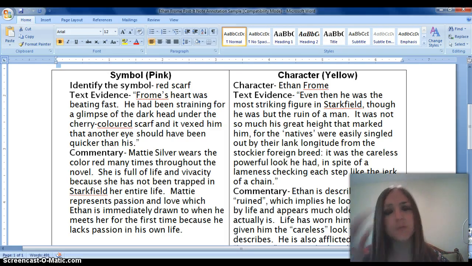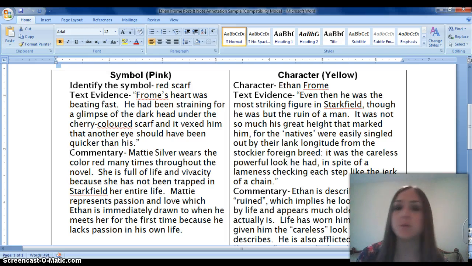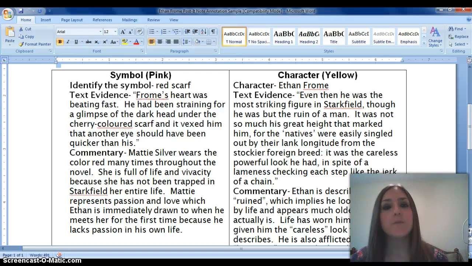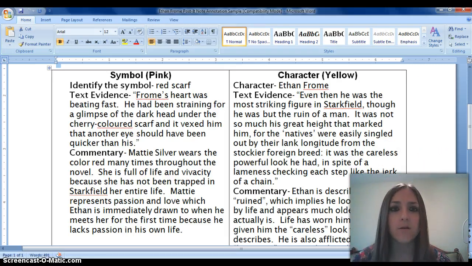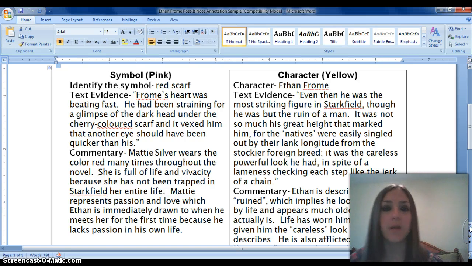Let's start with symbol. This is the example that you had on your summer assignment handout, the red scarf that Maddie wears all the time. So I identified the symbol, or you can see it right here, red scarf, okay? And my text evidence, you can read it there. And then the most important thing, my commentary.